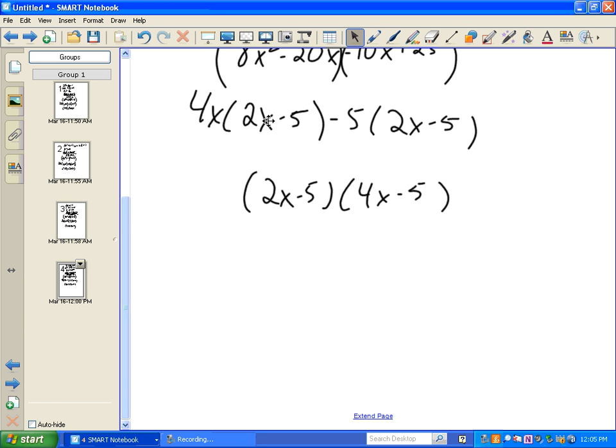Questions on that? Now, if you weren't sure if that was right, how can you check that? How can you check a problem that you factor? Allie? Foil it. Yeah, refoil it.